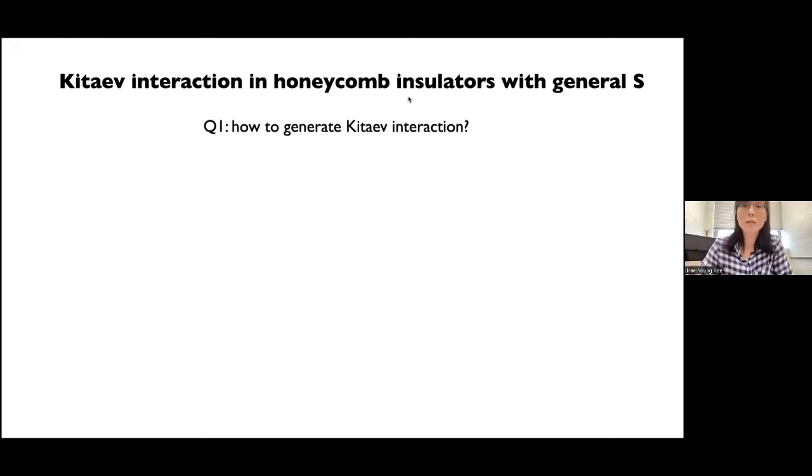So I'm going to address two questions, but given 10 minutes, I don't think I have time to cover both. In any case, I will quickly talk about how to generate the Kitaev interaction, and then the second question that I want to address is how to estimate the Kitaev strengths out of the full Hamiltonian.